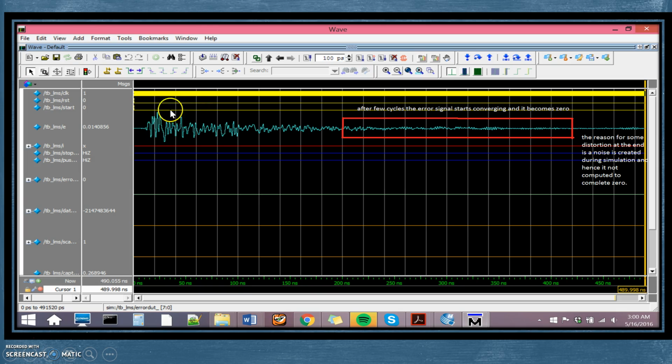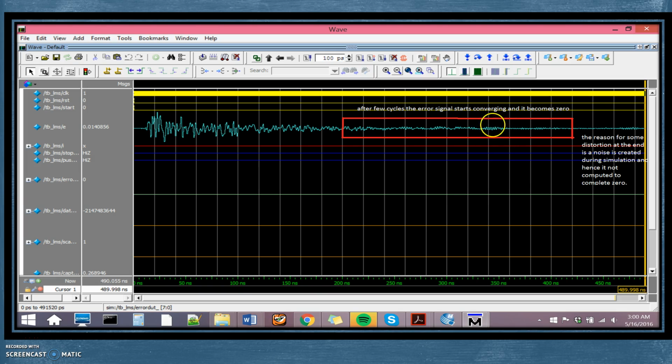Here you can see there is an error signal generated. Initially this error signal is at high impedance. They go to high and max amplitude, and as the number of samples increases, as the number of cycles increases, eventually they converge and slowly form into zeros, as you can see. The complete zero formation is over here. There is a little distortion over here as well as a little over here. The reason for the distortion is the noise created in the algorithm.